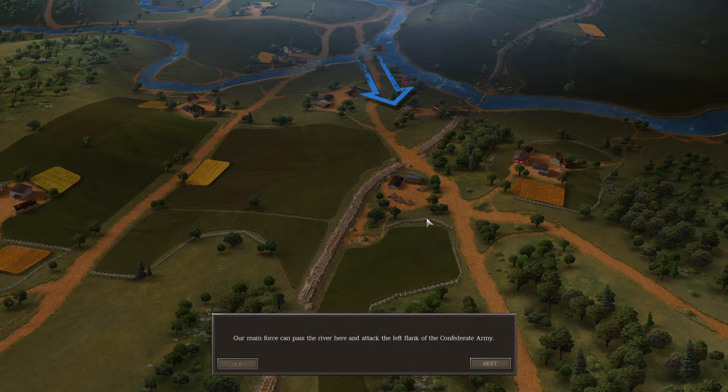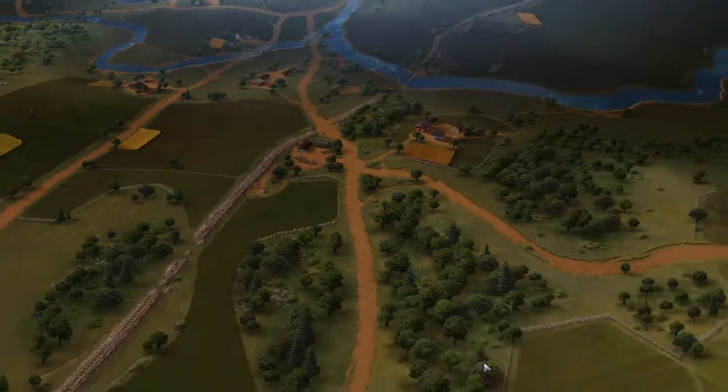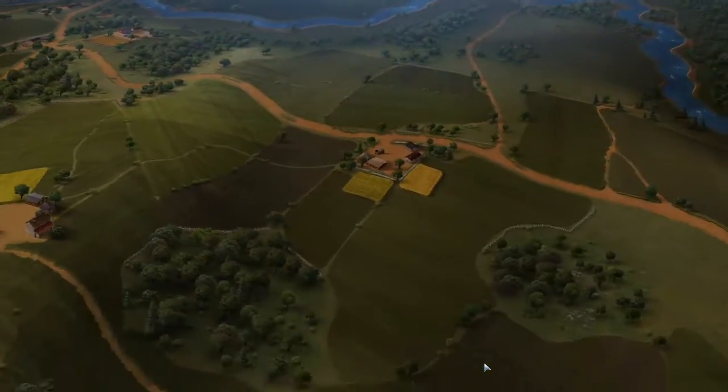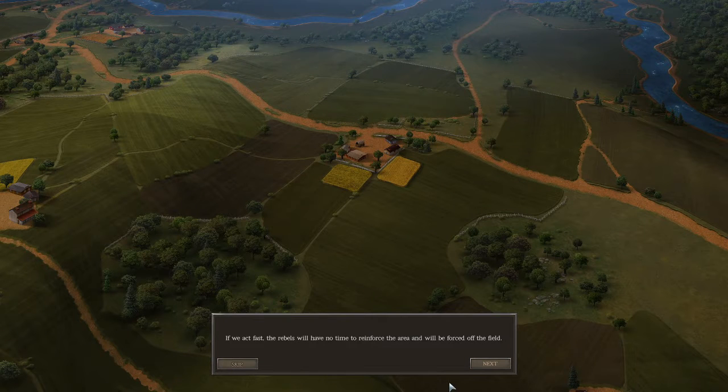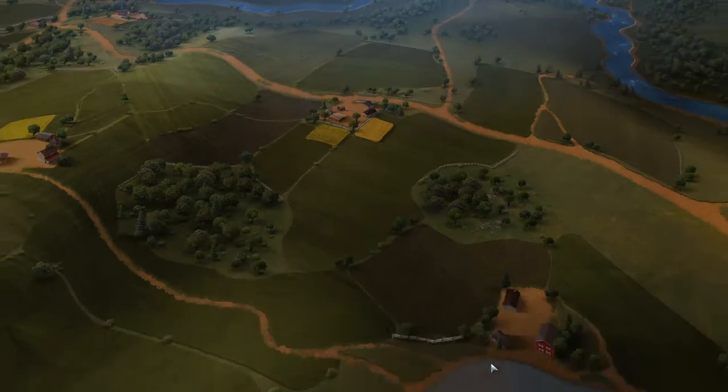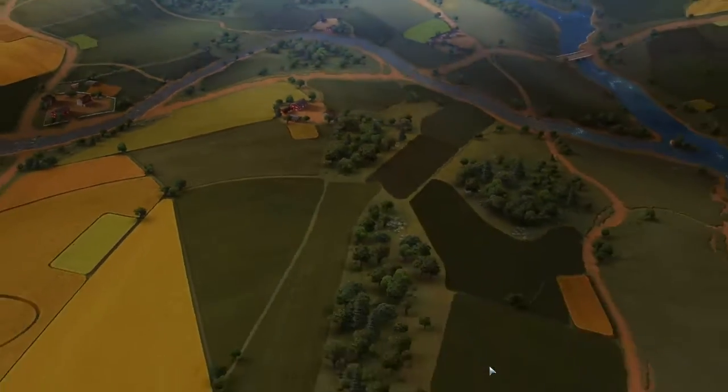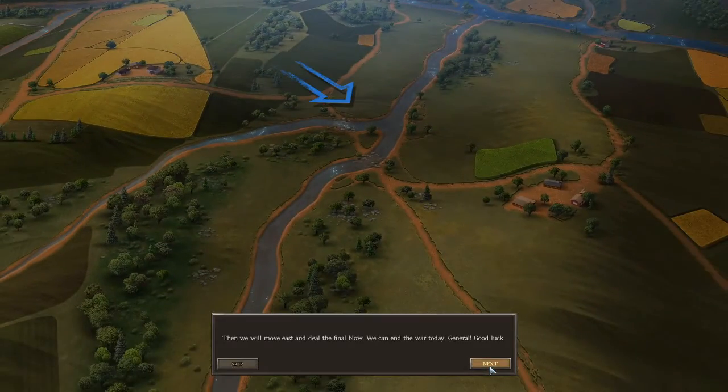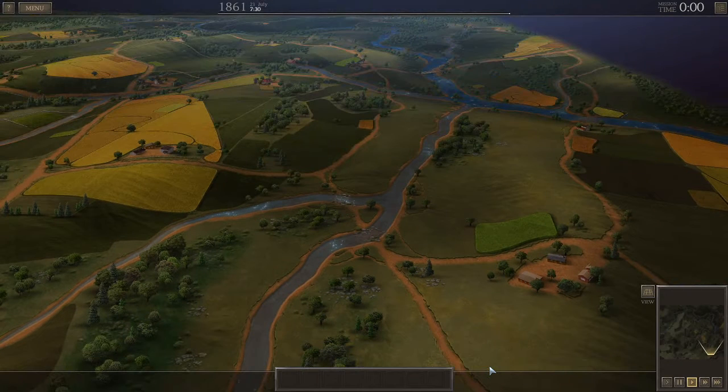So there's the railroad station. Our main force will pass here and attack the left flank of the Confederate army. If we act fast, the rebels will have no time to reinforce the area and will be forced off the field. Then we will move east and deal the final blow. We can win the war. We can end the war today, General. Good luck.